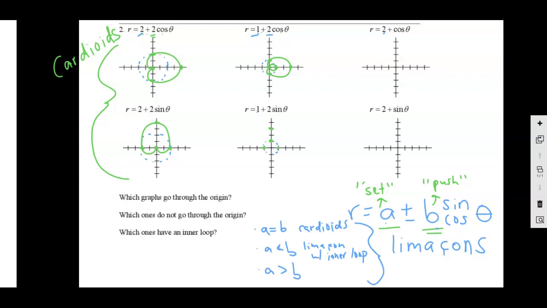Gosh, I really hate doing these ones with the inner loop. It's going to end up looking something more or less like that. Again, the positive sine means it's mostly going to be on the positive y-axis.